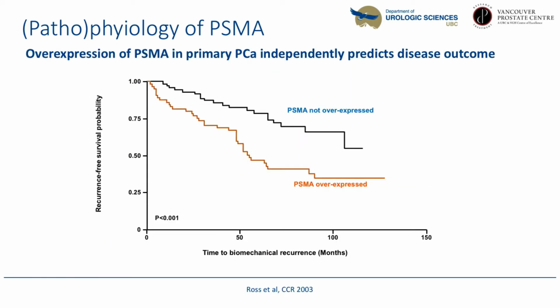What the authors of this study did is that they looked at radical prostatectomy specimens from 136 men and performed immunohistochemical staining. And what they found is that PSMA overexpression is not only correlated to the Gleason grade and the tumor stage, but even more significantly to biochemical recurrence. So patients who overexpressed PSMA were more likely to develop biochemical recurrence and develop it early on.